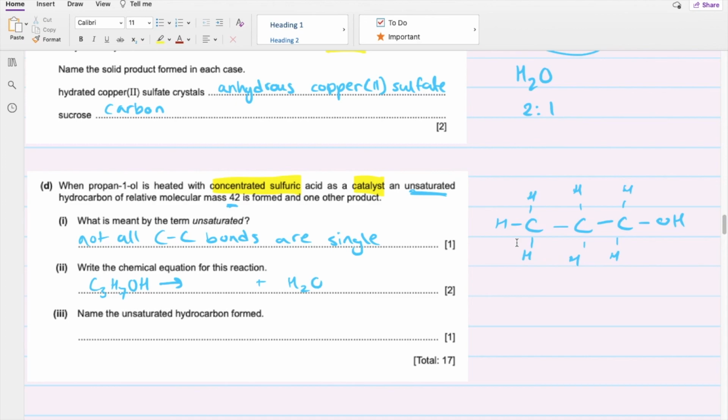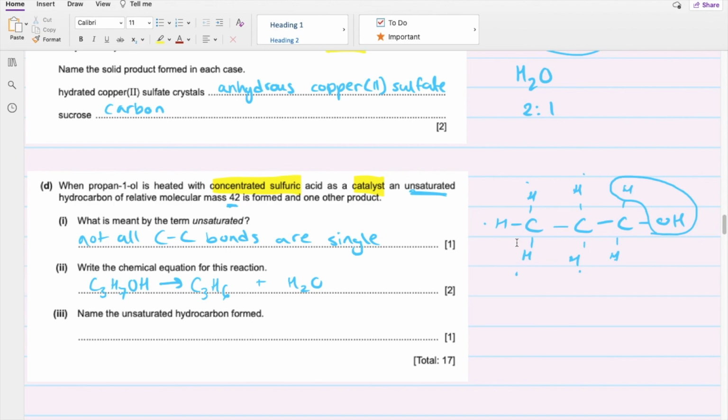So we remove 2 hydrogens and an oxygen, say these 2. There you go, that's your H2O. So what's left? We have C3H6. So 1, 2, 3, 4, 5, 6, and that's it. And to double check to make sure that this is correct, you can start counting. Carbon has a mass of 12, hydrogen has a mass of 1. So 12 times 3 is 36, plus 6 will give you 42. And that's how you know your answer is correct.